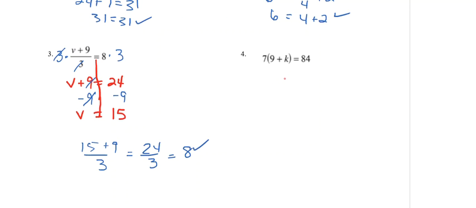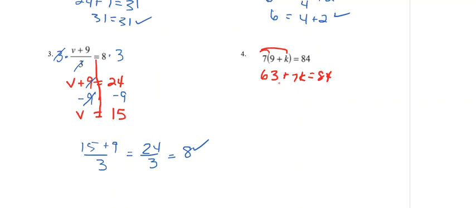And last problem over here. You can go about this 2 different ways, and it really is a case-by-case situation. It depends on the type of numbers there, and I will go over both of them. I'll do one in red, and I'll do one in a different color, okay? So the first thing you could do over here is distribute. So you can get 63 plus 7k is equal to 84.